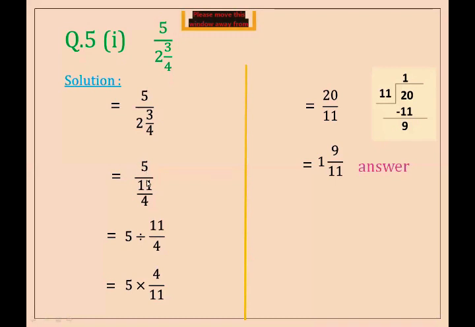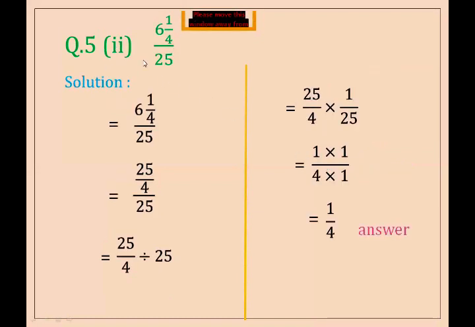Now students, as you see, 5 is divided by 11 upon 4. So here we write the divide sign: 5 is divided by 11 upon 4. Now by the multiplicative inverse we convert this divide sign to multiply, and here we write 4 upon 11. We multiply this whole number by the numerator. Here we have 5 4s are 20 upon 11. Then the denominator is smaller than the numerator, so we divide 20 by 11, and we get 9 as a remainder and 1 as a quotient. Here we write 1 whole 9 upon 11 is the answer.